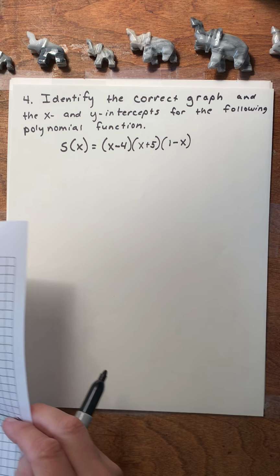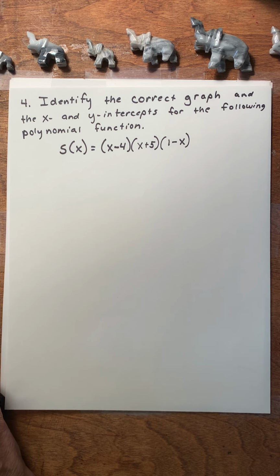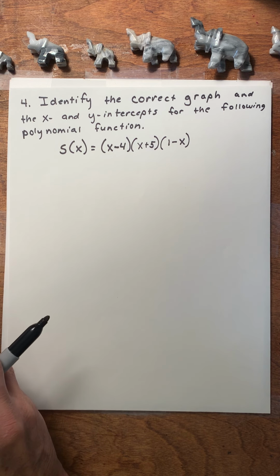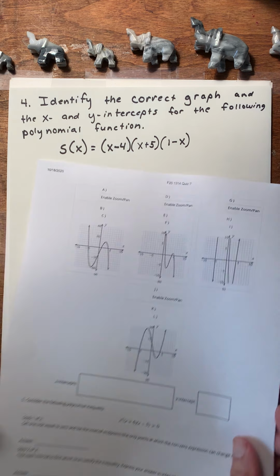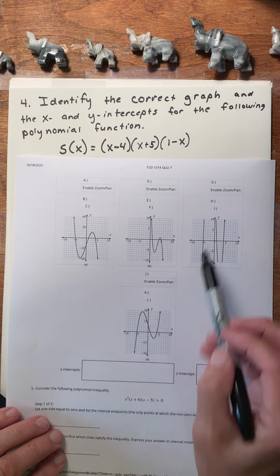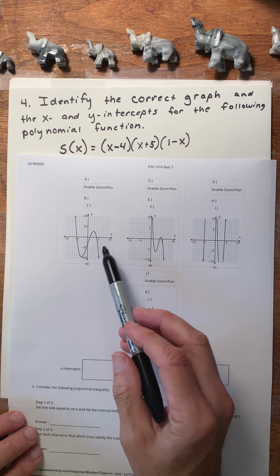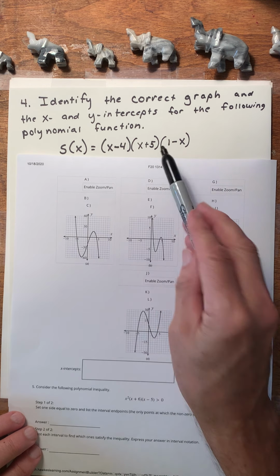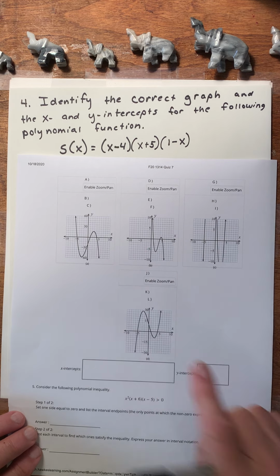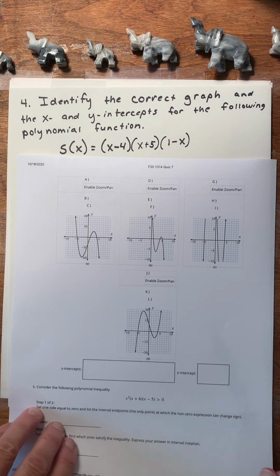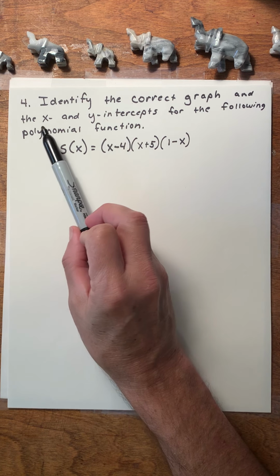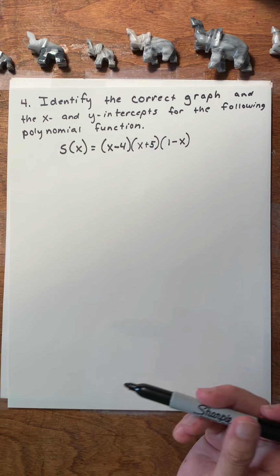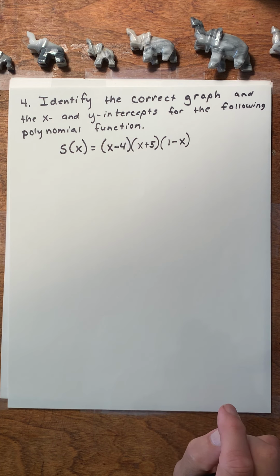Identify the correct graph and the x and y intercepts for the following polynomial function. Now, one thing they're going to give you is 4 options. This function is represented by one of these, and I've got to figure out which one it is. It's going to be determined by a process of elimination, and here's how we're going to do it. We're going to first of all find the x and the y intercepts for this particular function.